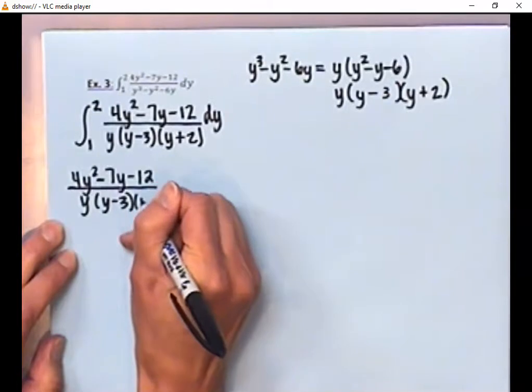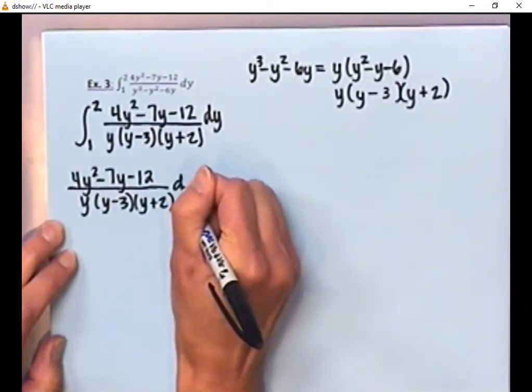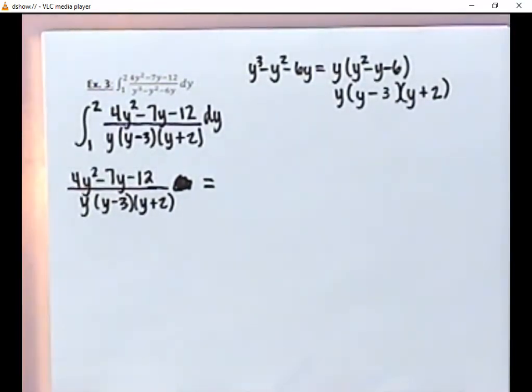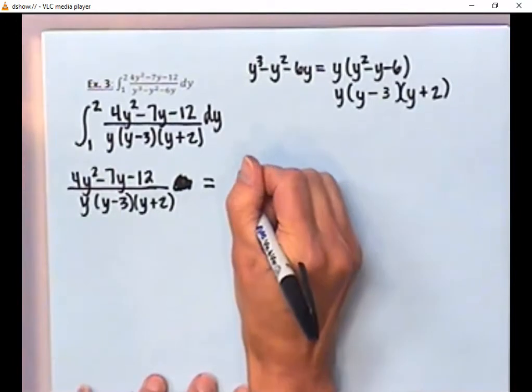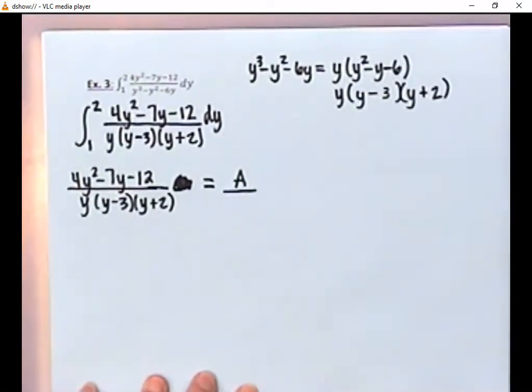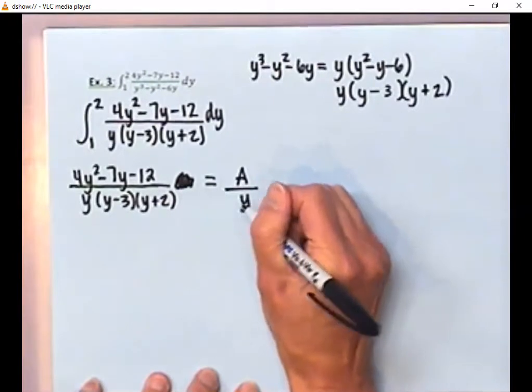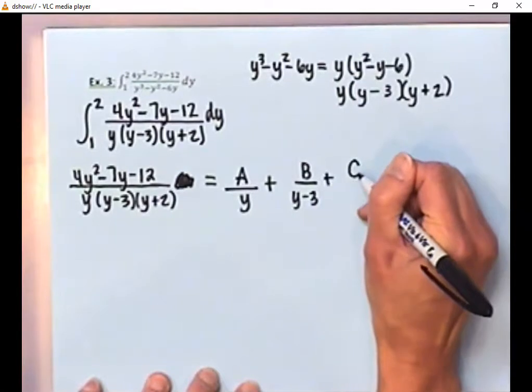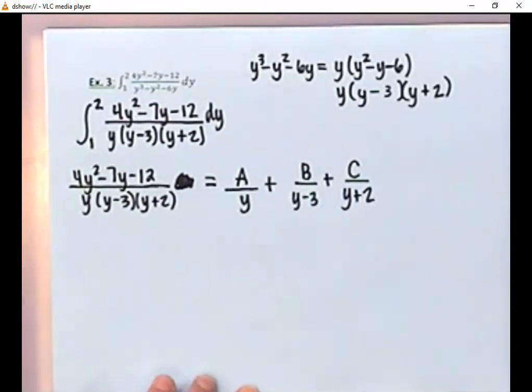So this time I have 3 factors in the denominator. Oops, I don't need a dy. So I'm going to set up 3 different fractions. So I need to find the constant that goes over the first factor, which is y. And then a constant that would go over the second factor, y minus 3. And the third one, y plus 2. So there should be constants for each of those fractions that go over the linear factor. Okay, now we just got to go find them if we can. So hopefully can. This is where the algebra kicks in.